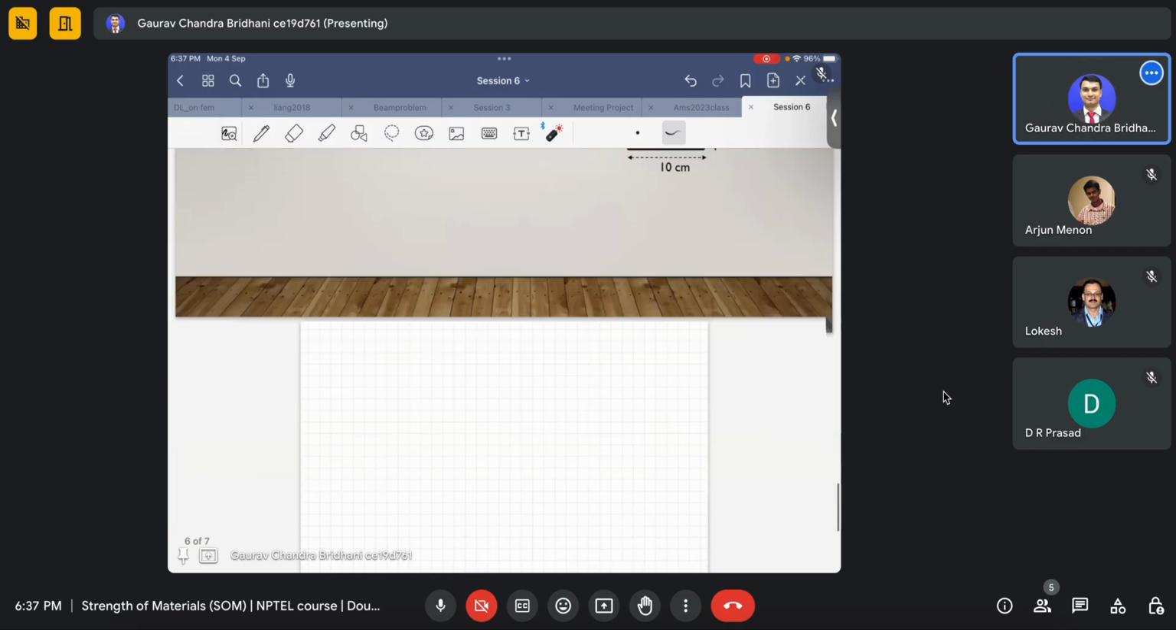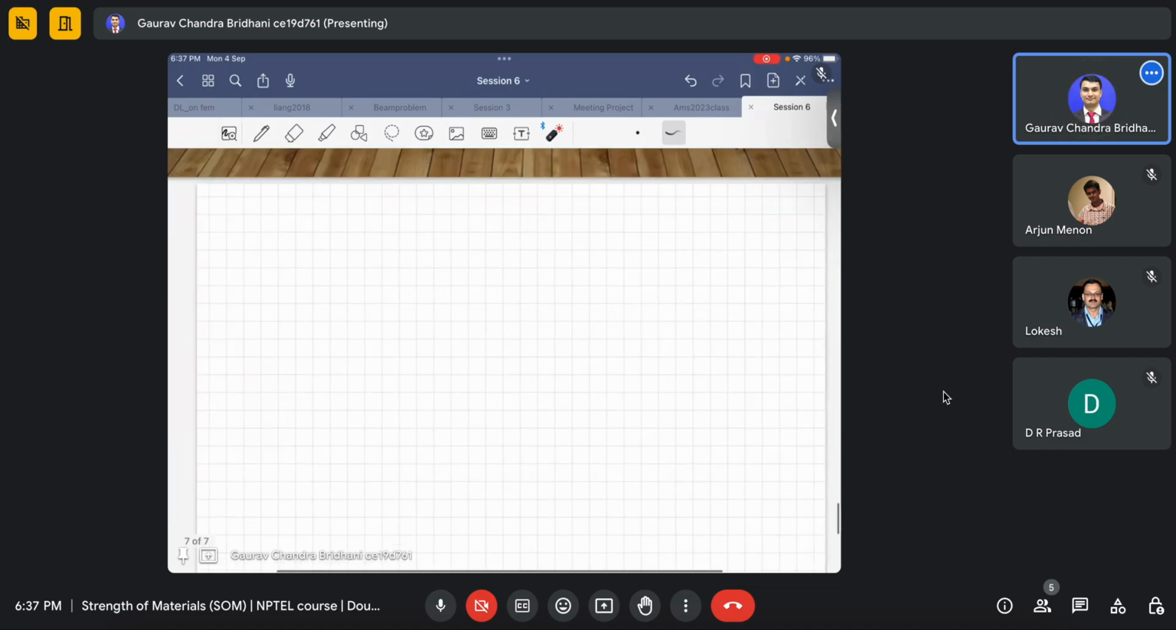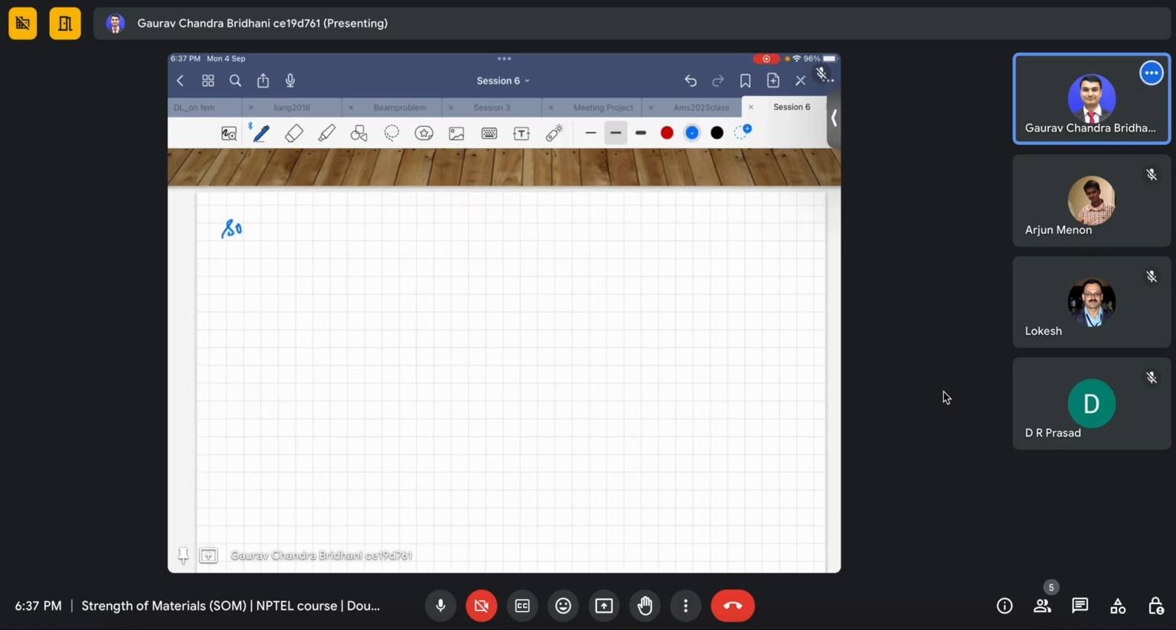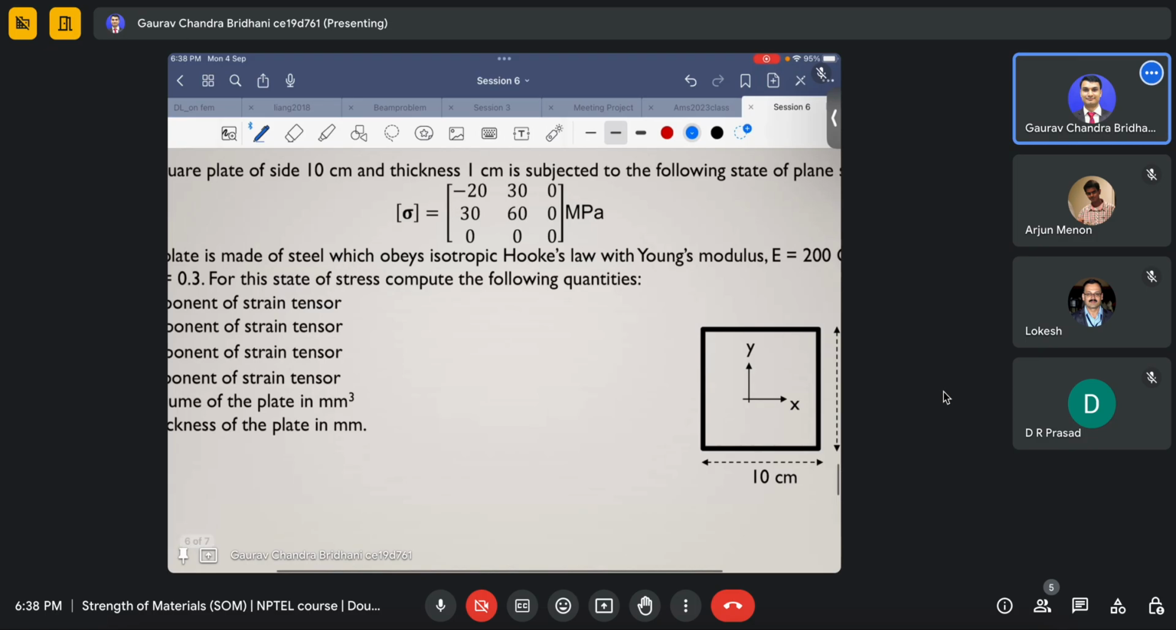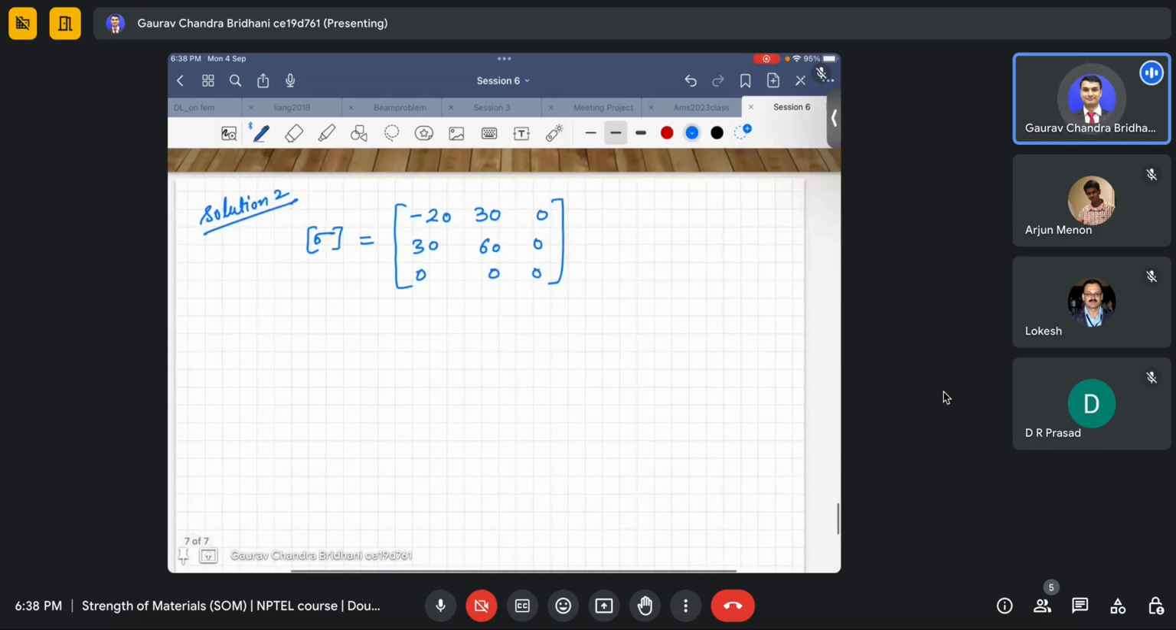Now we'll solve this one. The stress tensor sigma is given as -20, 30, 0, 30, 60, 0. So this is our stress tensor. It's all in MPa. The units are very important because we need to find some changes, like change in angle, change in volume and change in length or thickness basically. So the units are important here.